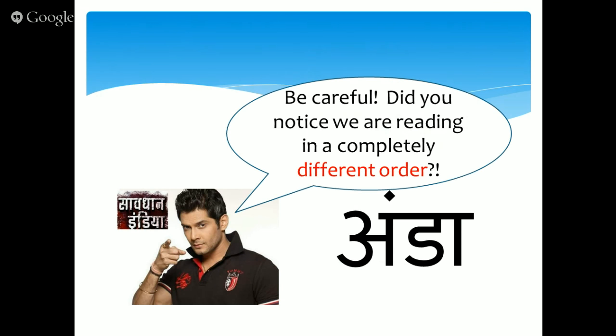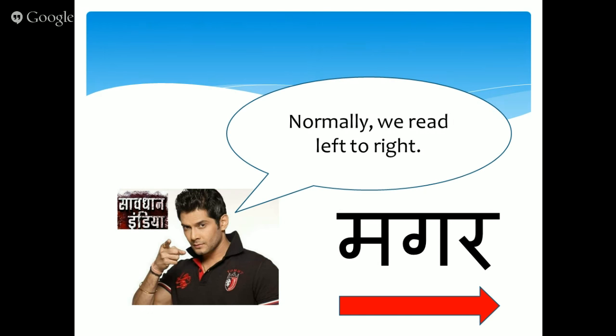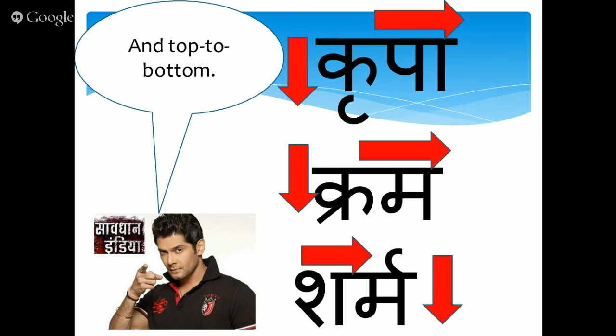Mr. Savdhan India, thank you for warning us that we're now reading in a different order. Before, we were reading left to right, normally, magar. Now, when we introduce the re and the ra, sometimes we had to read up and down because we have ka followed by re, followed by pa. We have ka joined with ra, up to down, followed by ma, kram. And now then we have sha, and then we have ra joined with ma, the little rodent on the top line. And so we have to read left to right, and then start at the top with ra and end with ma. So we have sharm.